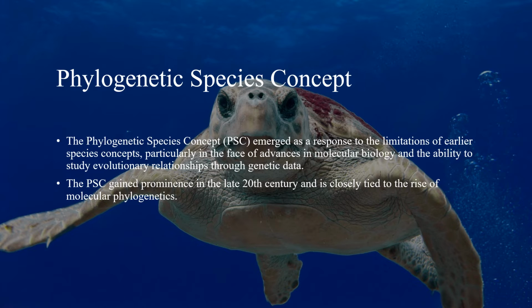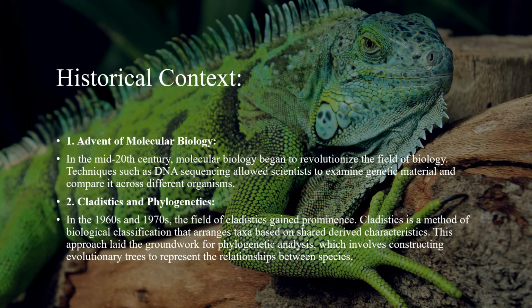Now, getting back to the phylogenetic species concept, it actually emerged as a response to the limitations of earlier species concepts, particularly in the face of advances in molecular biology and the ability to study evolutionary relationships through genetic data. It gained prominence in the late 20th century and is closely tied to the rise of molecular phylogenetics. Now, let's have a very brief look at the historical context of the phylogenetic species concept. As we pointed out earlier, in the mid-20th century, molecular biology began a revolution in the field of biology. Technologies such as DNA sequencing allowed scientists to examine genetic material and compare it across different organisms.